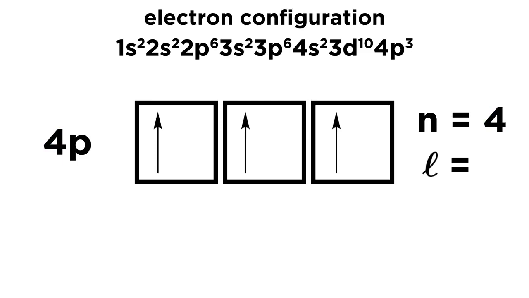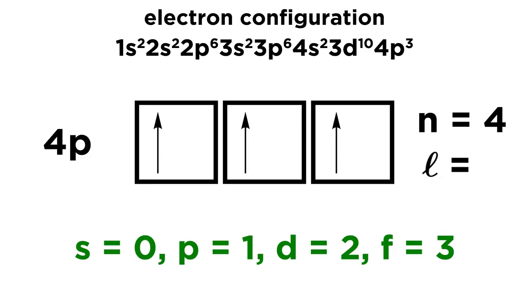Now let's look at L. L is describing the type of orbital. So if we are looking at an s orbital, the L value would be 0. For p orbitals, the L value is 1. For d orbitals, the L value is 2. For f orbitals, the L value is 3. We are looking at p orbitals, specifically 4p orbitals. That means the L value must be 1 for all of these electrons. So that covers n and L, and those will be the same for all of these electrons.